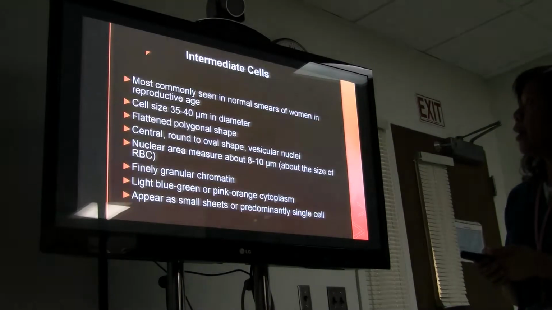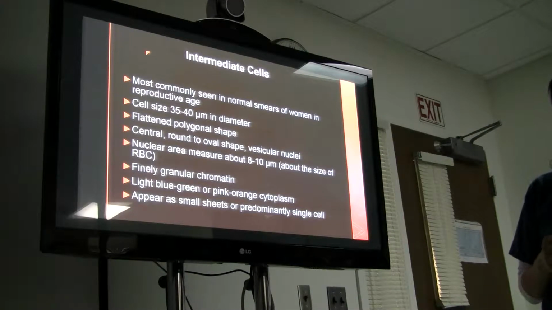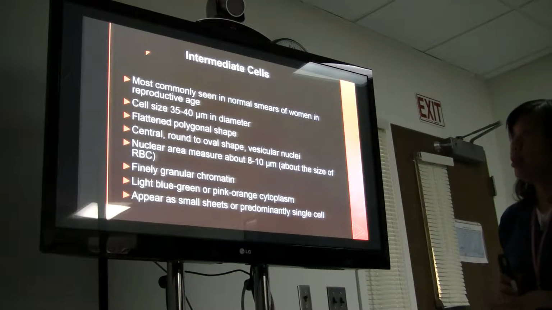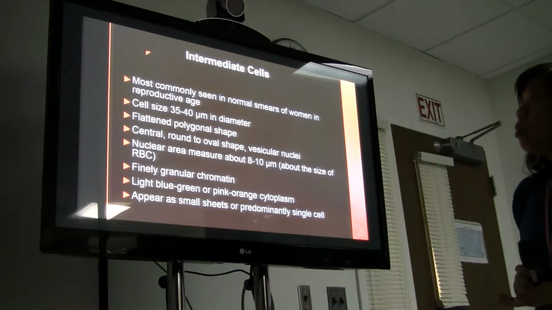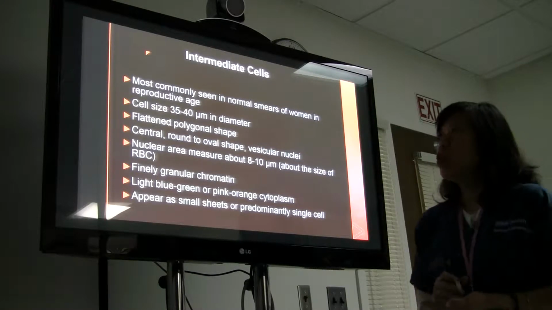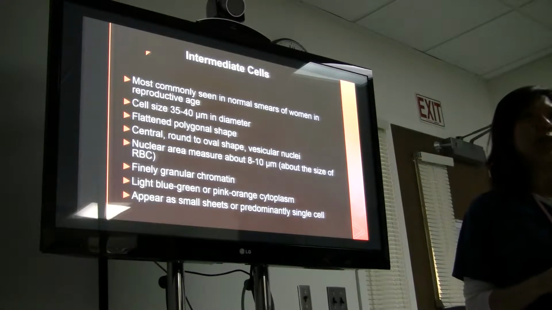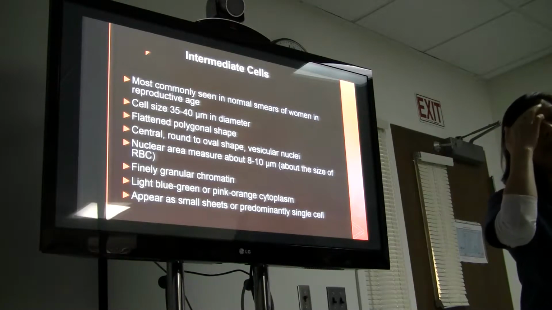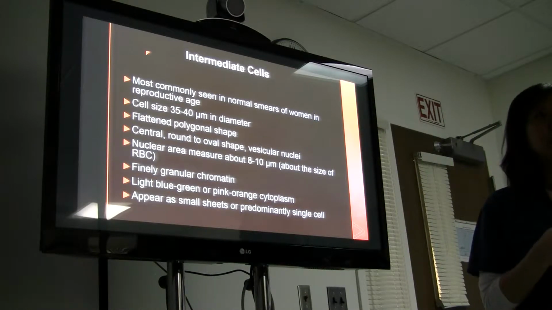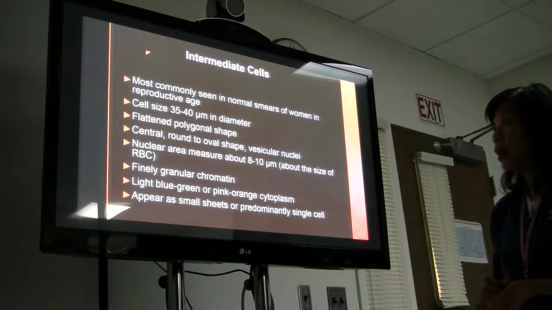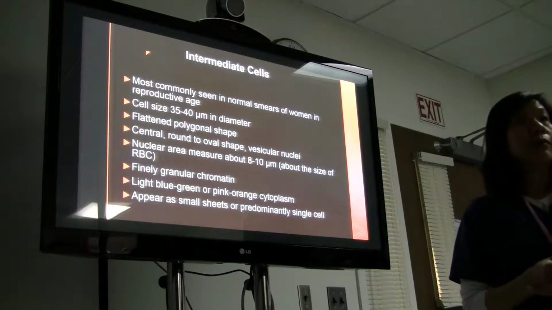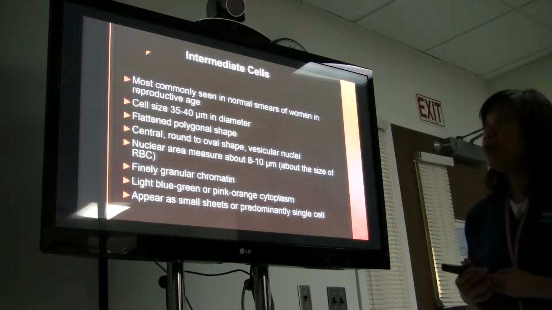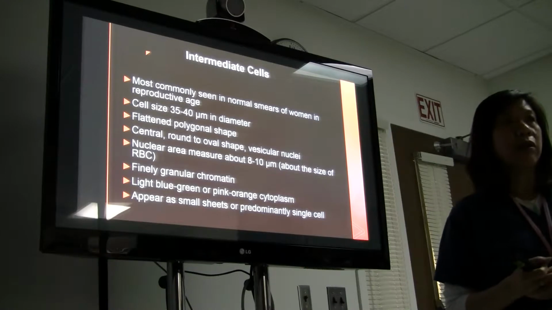Okay, so we're moving up. The cells are getting more mature. We're moving up into the intermediate cell layer. This is the most commonly seen cell type in the normal smear of women in reproductive age, starting from maybe early teens, I would say 15, 16, all the way to right before postmenopausal. So you see that the cells are getting much bigger, 35 to 40 micron in diameter.